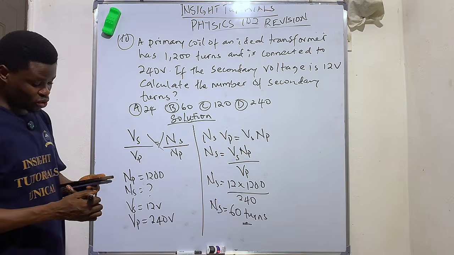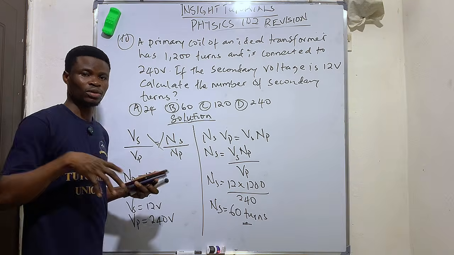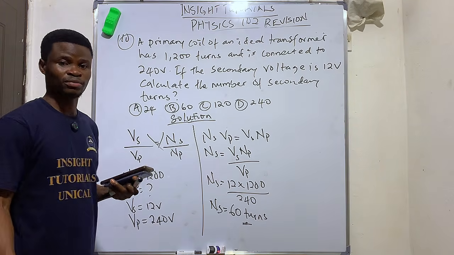So the secondary voltage is lower than the primary voltage, all right? So the device is a step-down transformer. It's a step-down transformer. So we'll go to the next question.